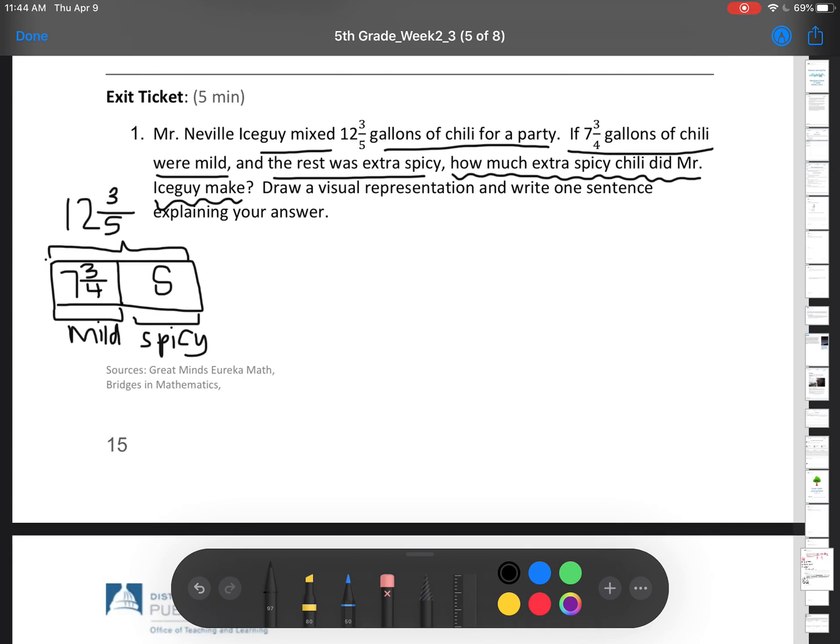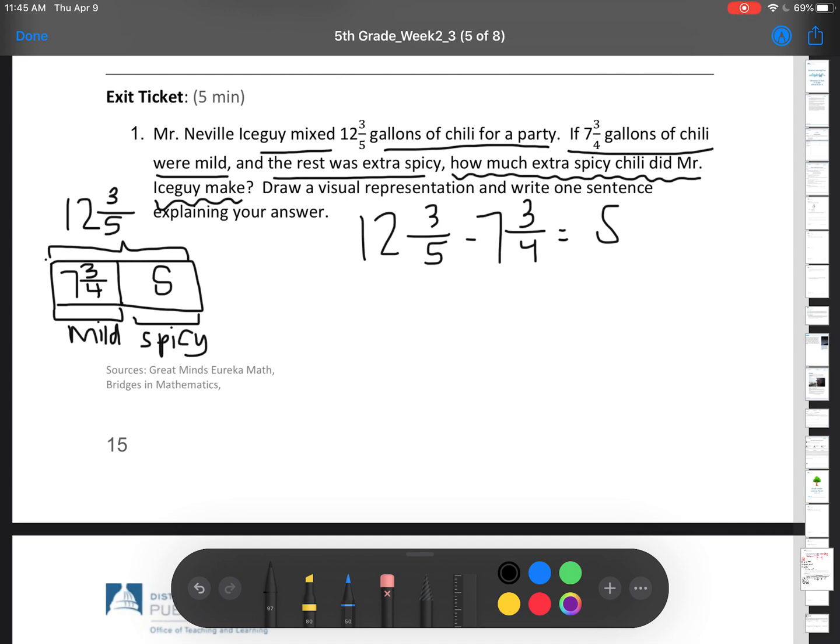I know that when I have a total and a part, a lot of times I'm going to either be dividing or subtracting. Division doesn't make sense here, right? I don't see anything about equal groups, or each batch was this much, or how many batches can I make. I don't see any of that. So I want to find the difference. He started with 12 3/5, and then he made some that was mild, and now we want to know how much is left. The remaining is spicy, so how much is extra spicy?